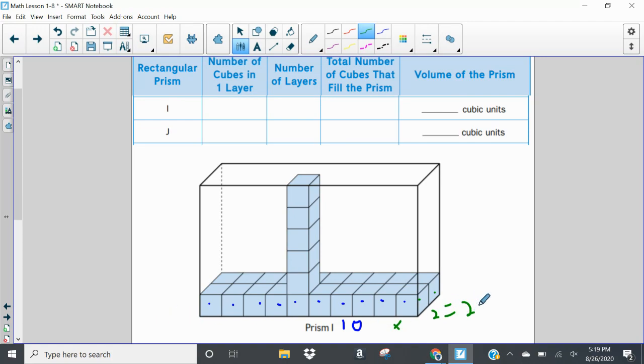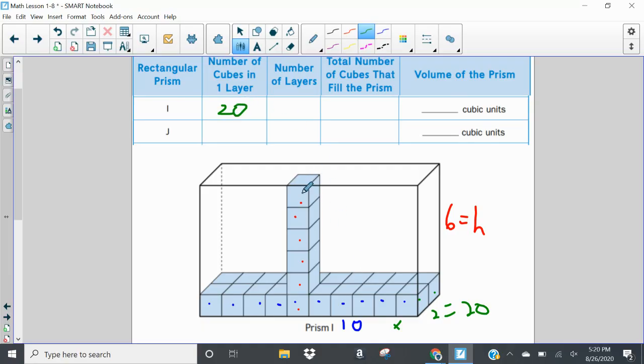How many rooms? 10 times 2 equals how much? That's right, 20. Now, how tall is it? How many cubes tall is it? 1, 2, 3, 4, 5, 6. So the height is 6. And Mr. Fleming needs to put that information up here. So how many cubes were in the one layer? 20.